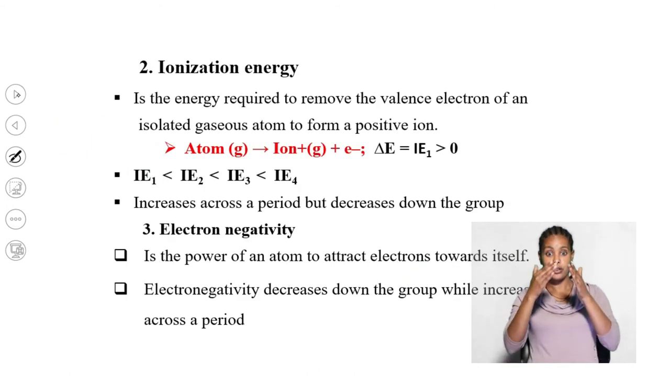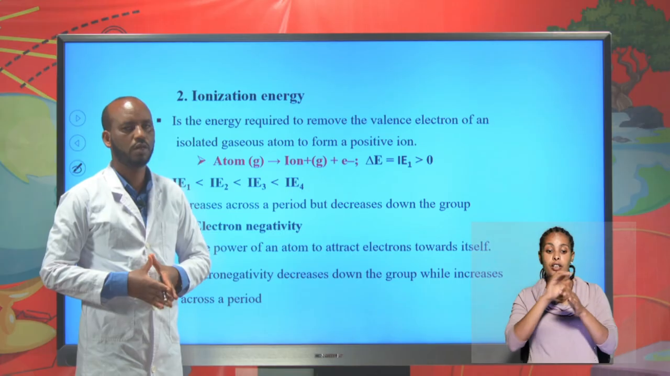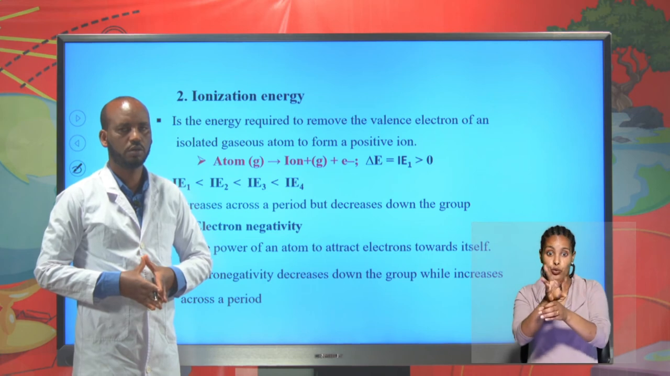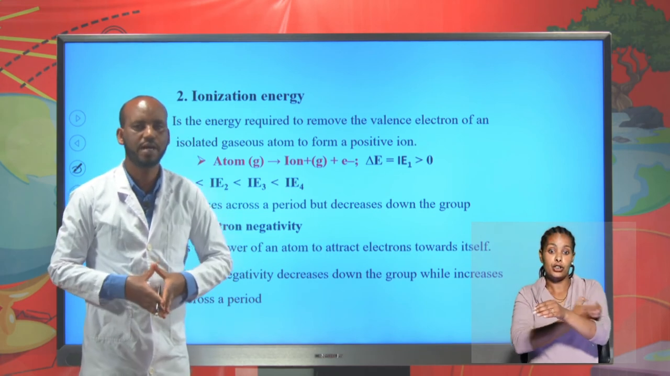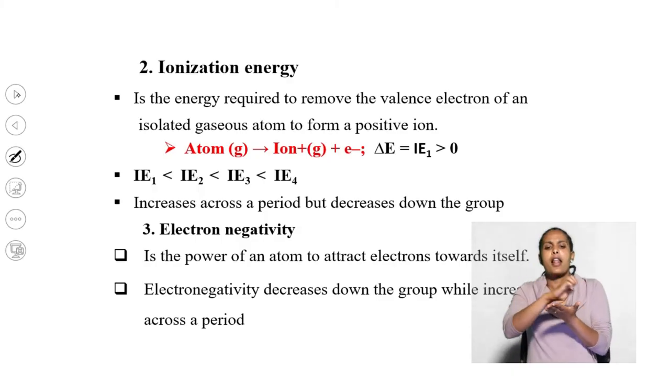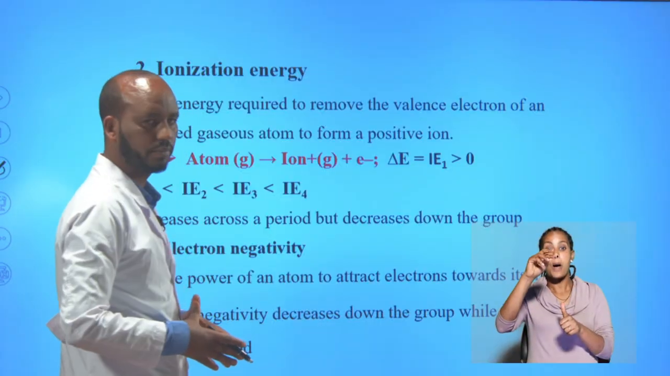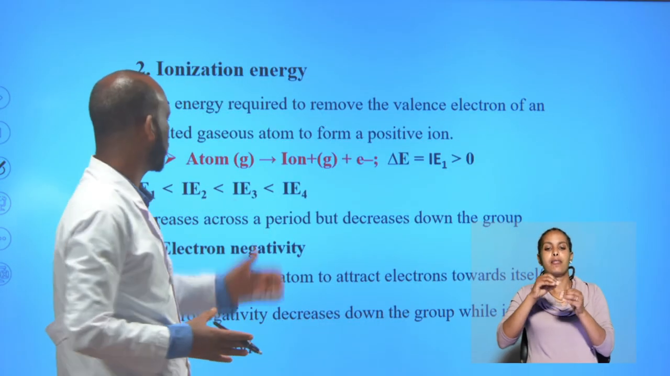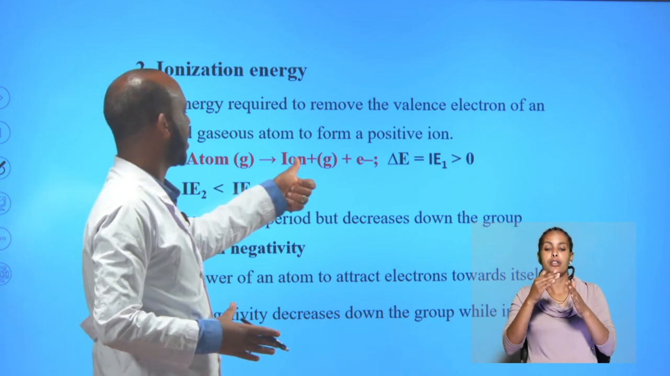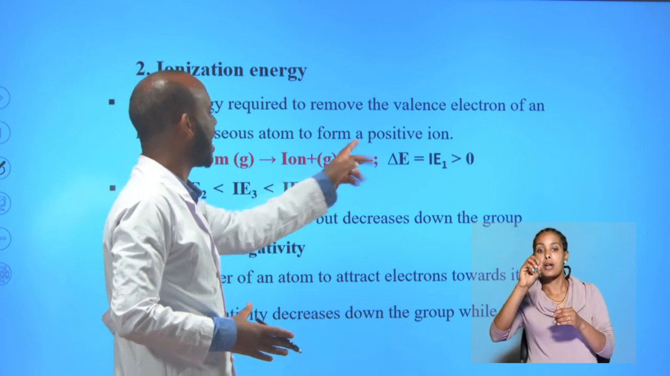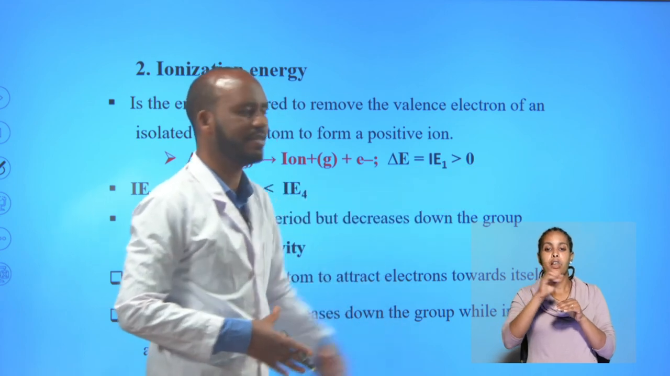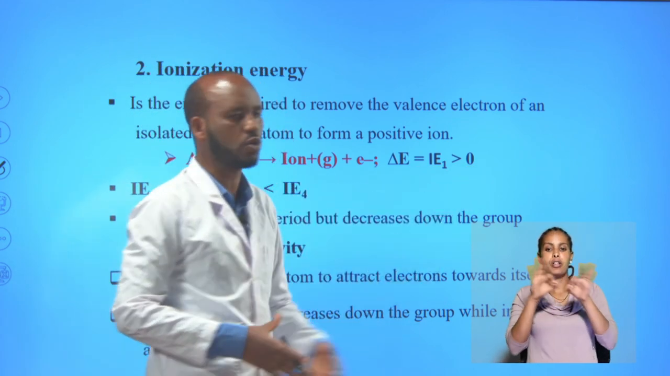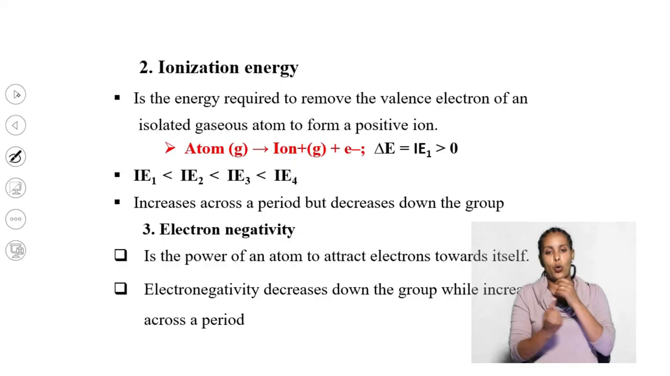Ionization energy. Ionization energy is the energy required to remove an electron from an isolated gaseous atom. Atom in gaseous state plus energy, this energy being the ionization energy, forms a cation, ion plus in gaseous state, plus the removed electron. Now the change in energy, ionization energy, is greater than zero. Energy is required to remove electrons from an isolated gaseous atom.